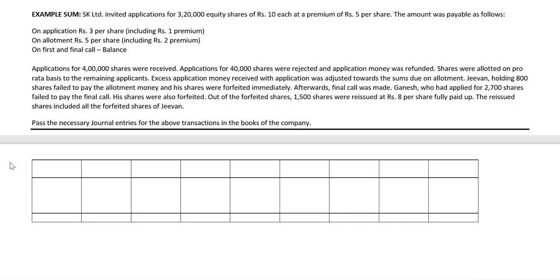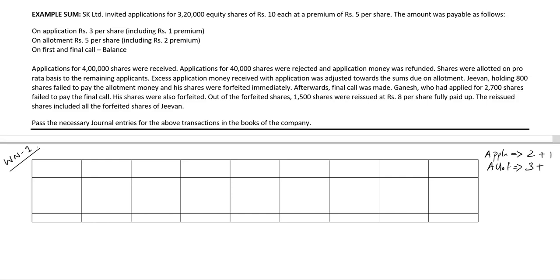We'll begin with working note 1, which is preparation of the 9-column table. On the bottom right corner, we will write the breakup. Application is 3 per share including Rupee 1 premium. So it's 2 plus 1. Allotment Rs 5 per share including Rupee 2 premium. So it's 3 plus 2. And the balancing figure is for the first and the final call.